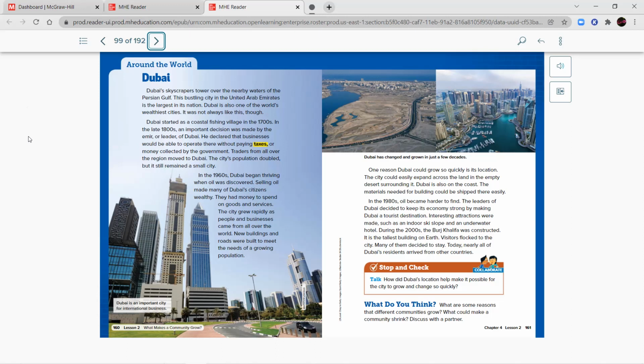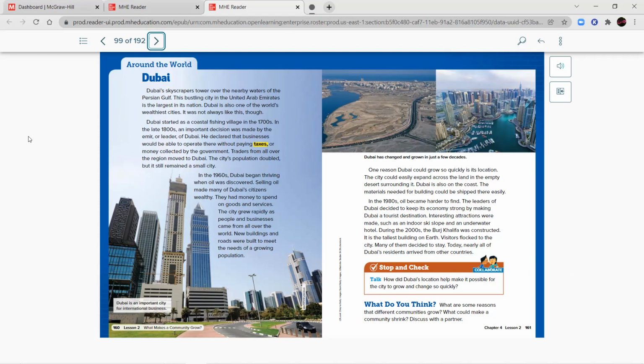Around the world, Dubai. Dubai's skyscrapers tower over the nearby water of the Persian Gulf. The bustling city in the United Arab Emirates is the largest in its nation. Dubai is also one of the world's wealthiest cities. It was not always like this, though.